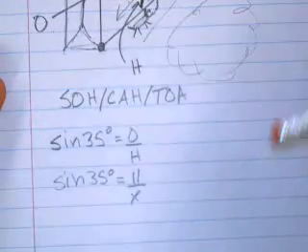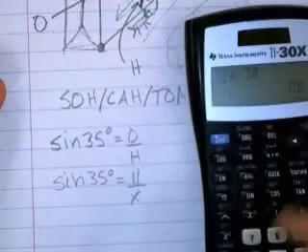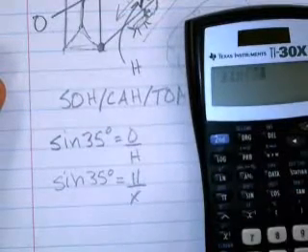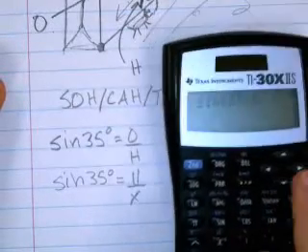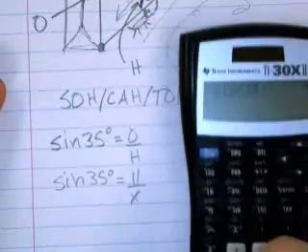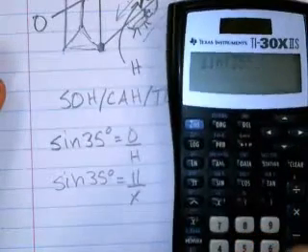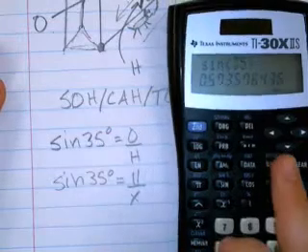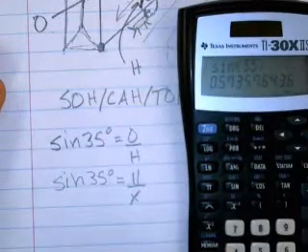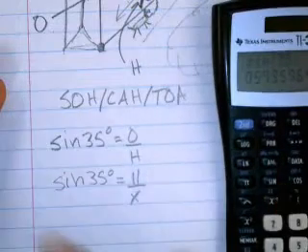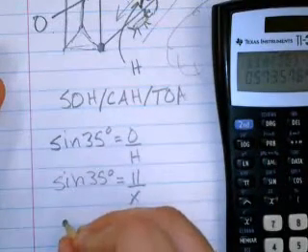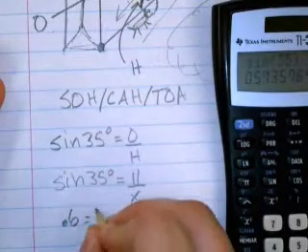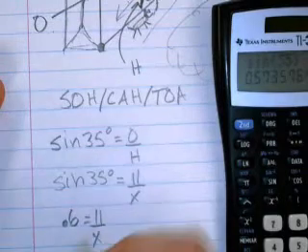Well, we know that sine of 35 can be a number, so let's plug that in. Sine of 35 equals 0.57. Let's just say 0.6. You should probably carry it out more, but I'm really more concerned with you guys being able to get it set up and get close.